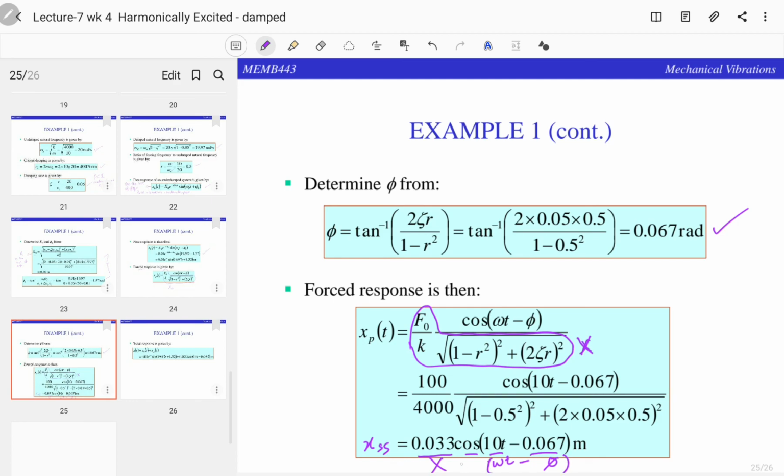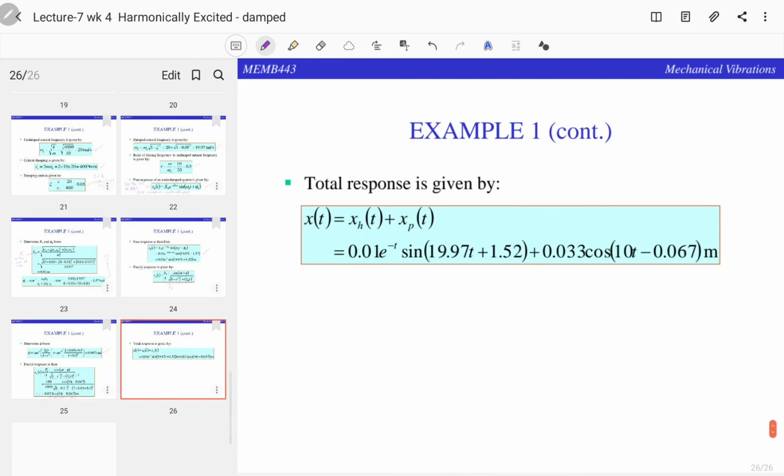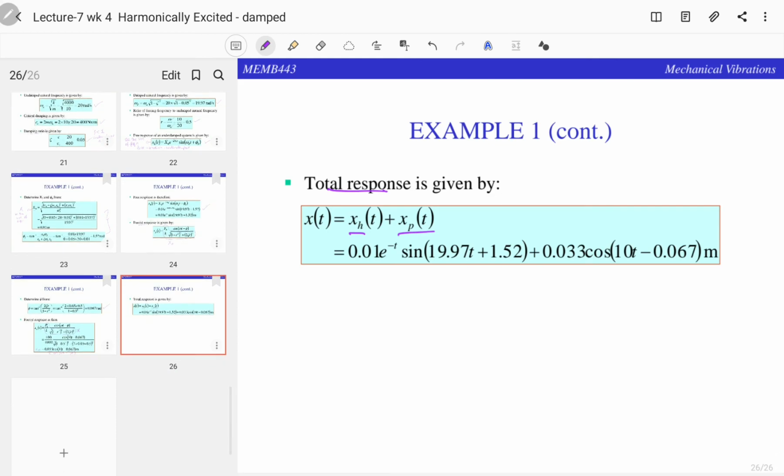Alright, so I hope you can understand the solution. After that, you just add them up, because total response is xh, which is the free vibration equation from chapter 2, and xp is the equation that we have just learned in this class. So I guess that's all for the solutions.